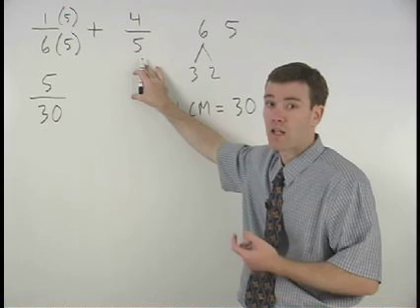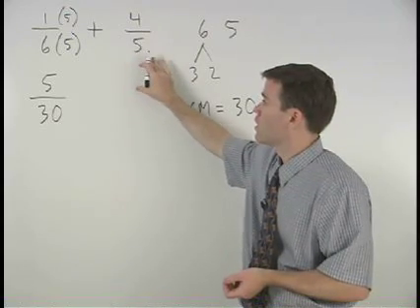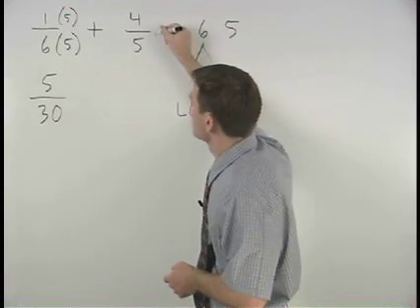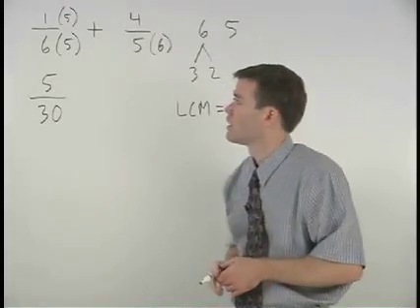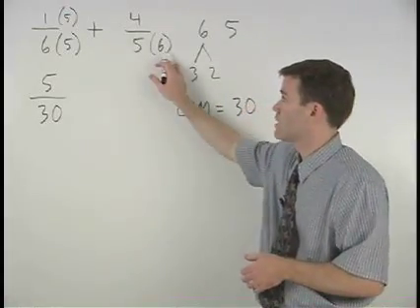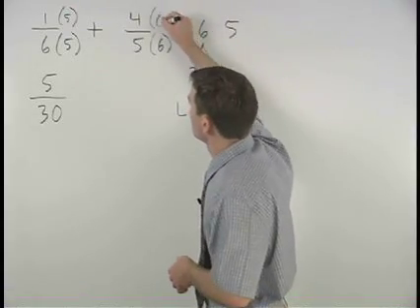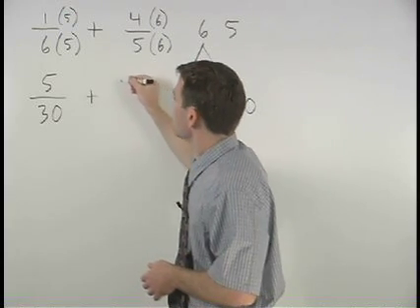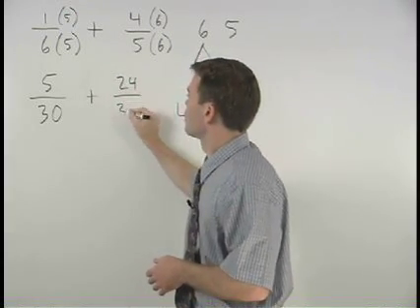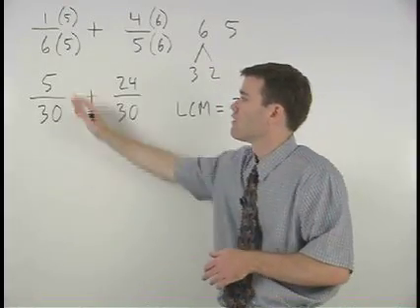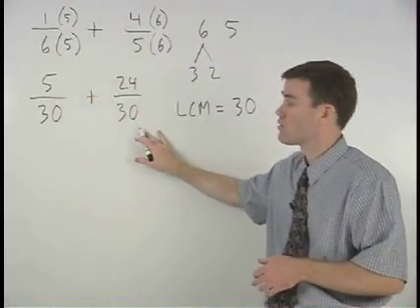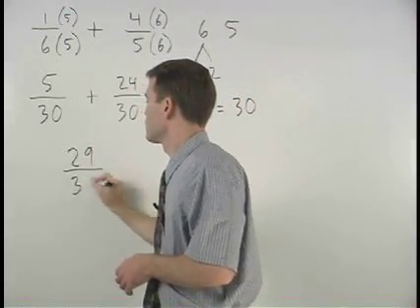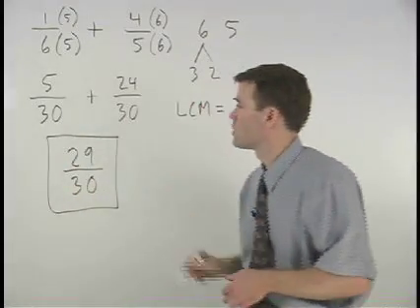For our second fraction, we have a 5 in the denominator, and we want a common denominator of 30, so we must multiply this 5 by 6. And when we multiply the denominator of a fraction by 6, we must also multiply the numerator by 6, so we have plus 24 over 30. 5 over 30 plus 24 over 30 is 29 over 30, which is our final answer.